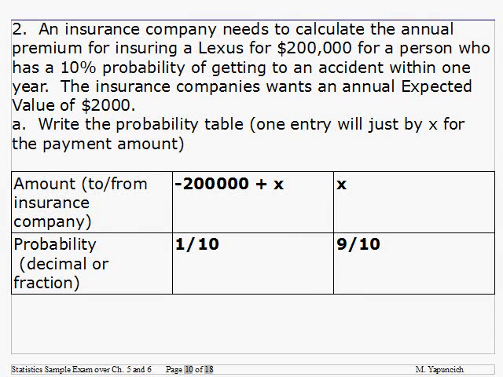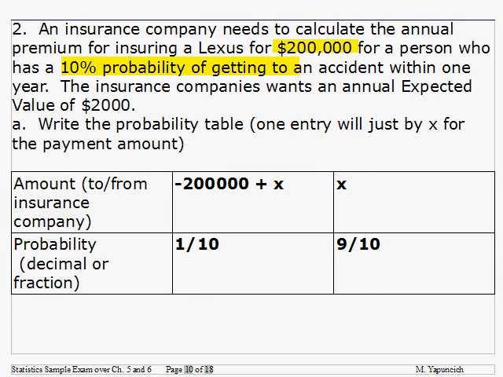Here, the person wants to insure a Lexus for $200,000. And this particular person has a 10% probability of getting into an accident within 1 year. Now, this is a little different from what you've done before and probably a little bit harder. You have to write the probability table. One entry is just going to be X, and that's the payment amounts.